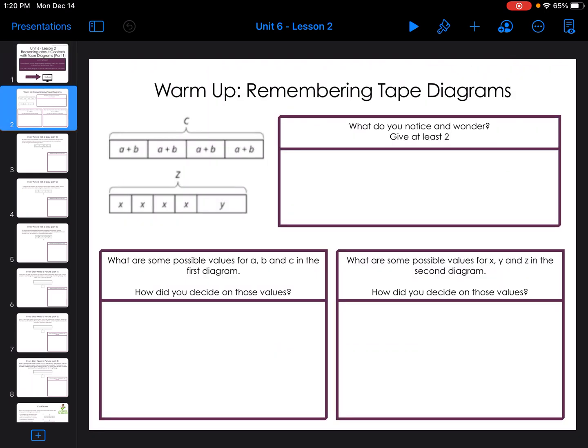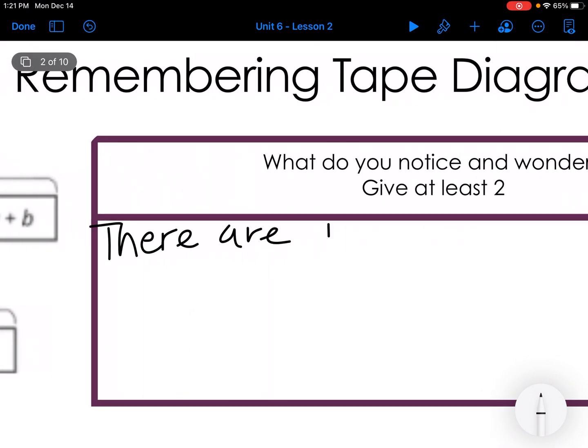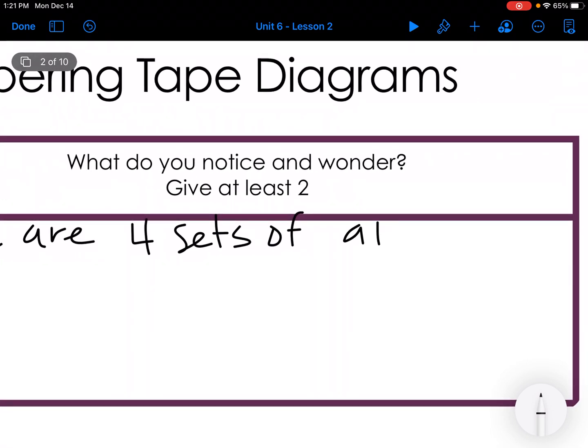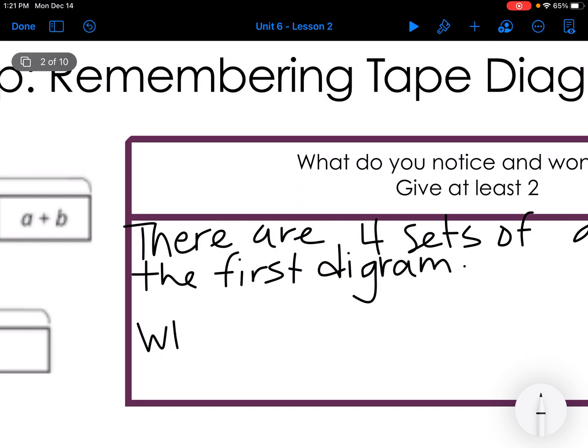Okay, so I want you to give a notice and wonder about this. So what do you notice? I notice, oops, I need my drawing tool. There are 4 sets of A plus B in the first diagram. And I wonder why are the boxes different sizes?